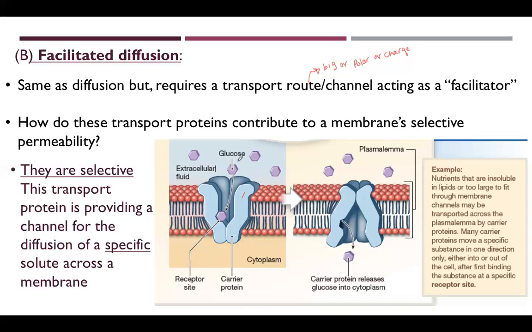Here we have one for glucose. So as you can see, it would be only specifically for glucose, fits very specific to glucose, and it would allow it to come into the cell. So it's closed, only opens for that one type of molecule.